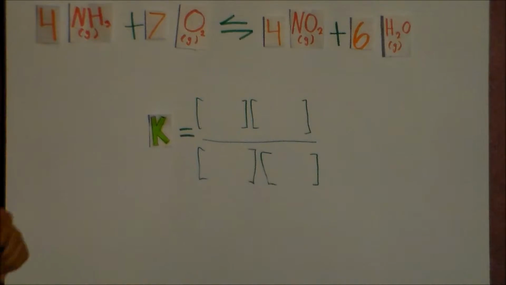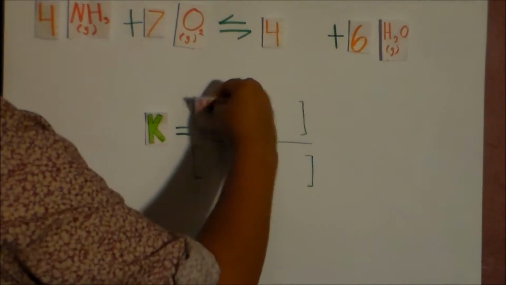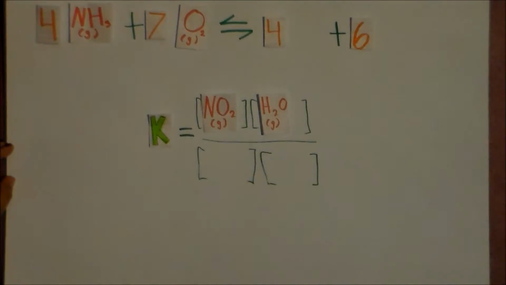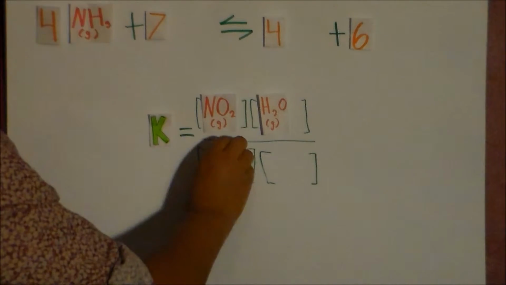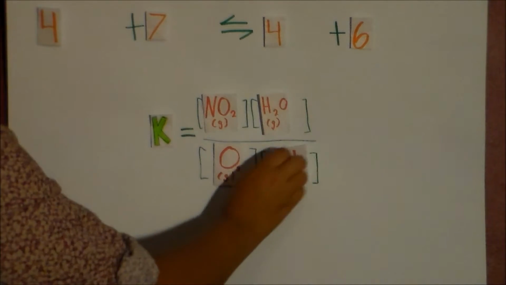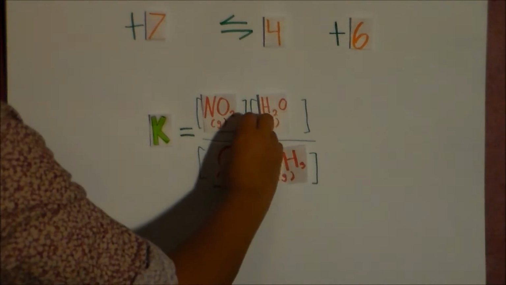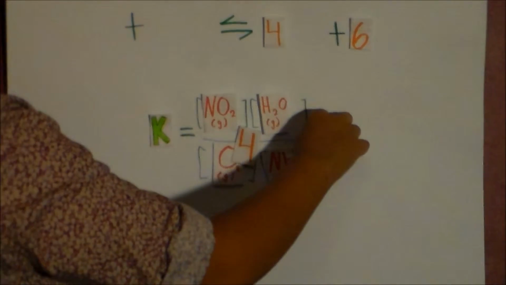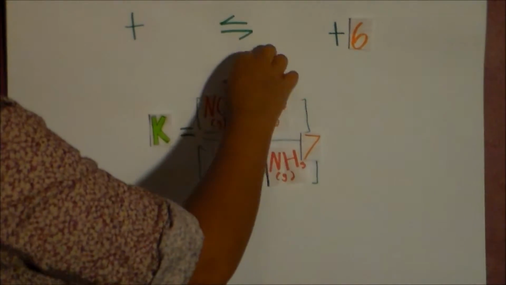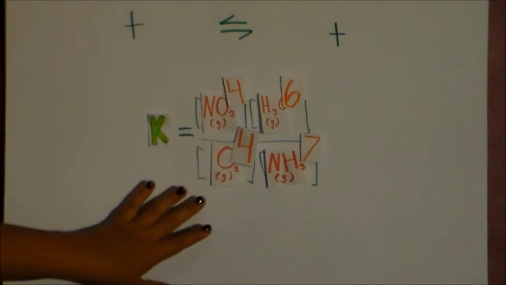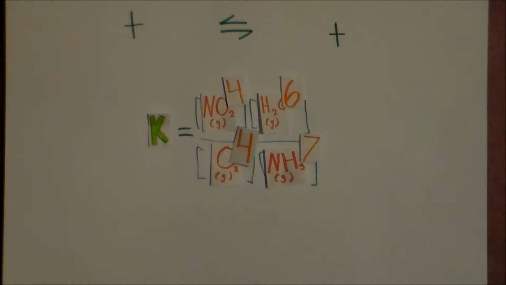So first, we're going to take the products, put them here, and then we're going to take the reactants, and then just like before, we're going to use the coefficients as exponents. And as you can see, you have a similar equation to what we got from the generic equation. However, now you can see it with actual compounds and numbers.